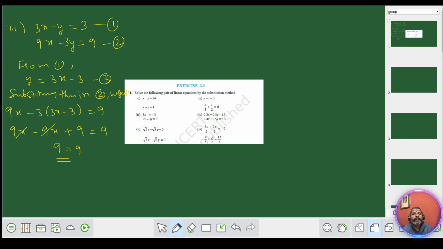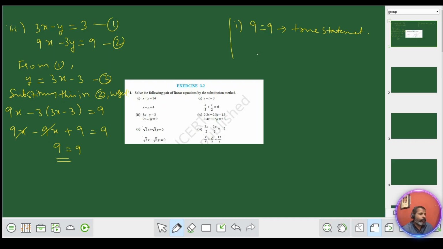Remember here, sometimes we get the equation's final solution without the variable itself. What do you mean by that? When we get such statements, we should know two things. See, 9 is equal to 9. There is no variable. We are supposed to find the value of x and y, but we don't have a variable in the final answer. While solving, if you arrive at this type of condition, there are two cases. So 9 is equal to 9. Is this a true statement? Yes, it's a true statement.